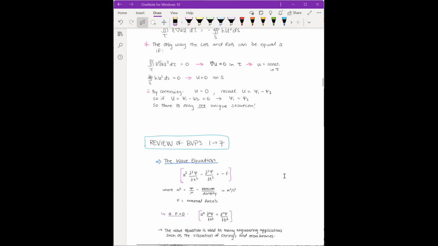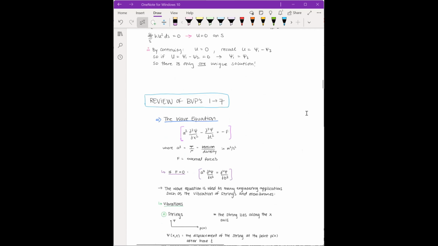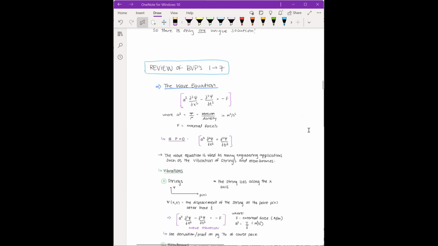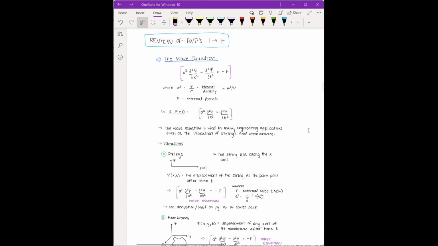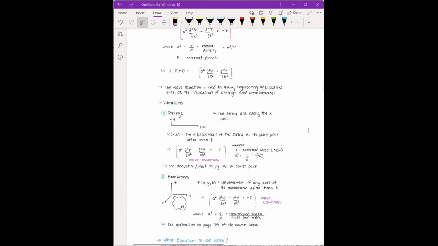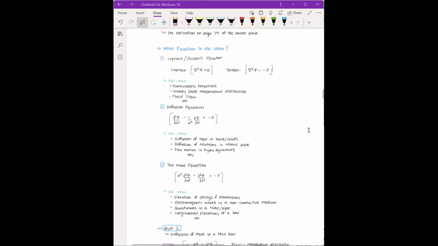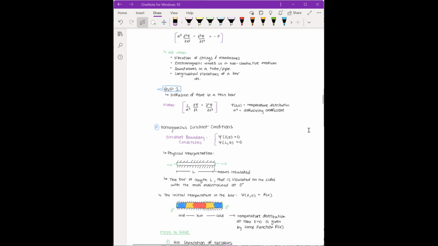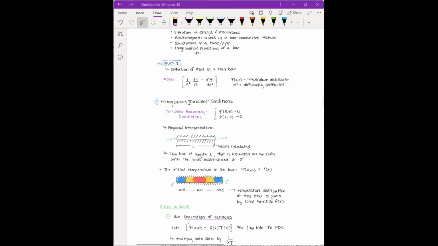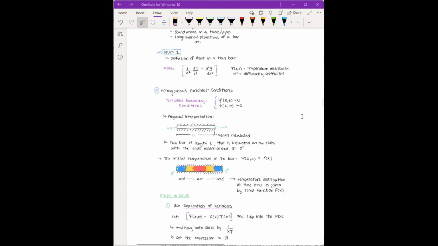Next in this document, there's a review of BVPs 1 through 7. So first, you'll have the wave equation, vibration of a string, vibration of membranes, when to use the different types of equations, and then I go into defining the form for each of the BVPs and steps on how to solve. So BVP 1, that was the diffusion of heat in a thin bar. It has this form here.